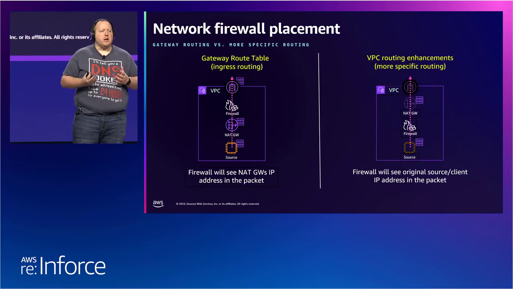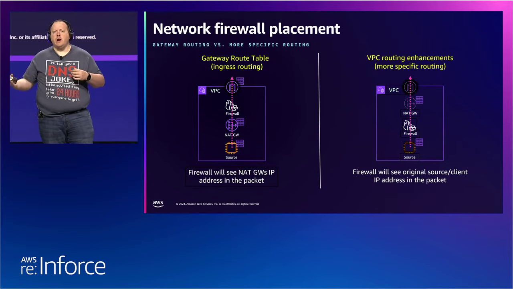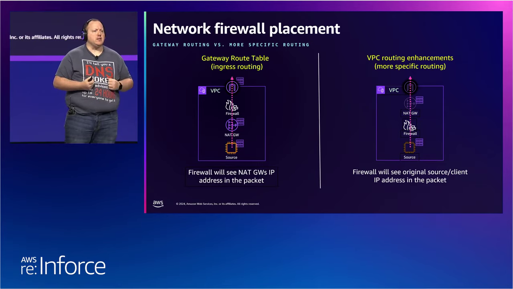We don't get to see the source IP address anymore. The source IP address becomes the NAT gateway. This was really prominent when we first released Gateway Load Balancer and Network Firewall. But we released more specific routing afterwards, and more specific routing has become much more prominent because, again, you get to see that original source IP address, and that's a really valuable piece of information.